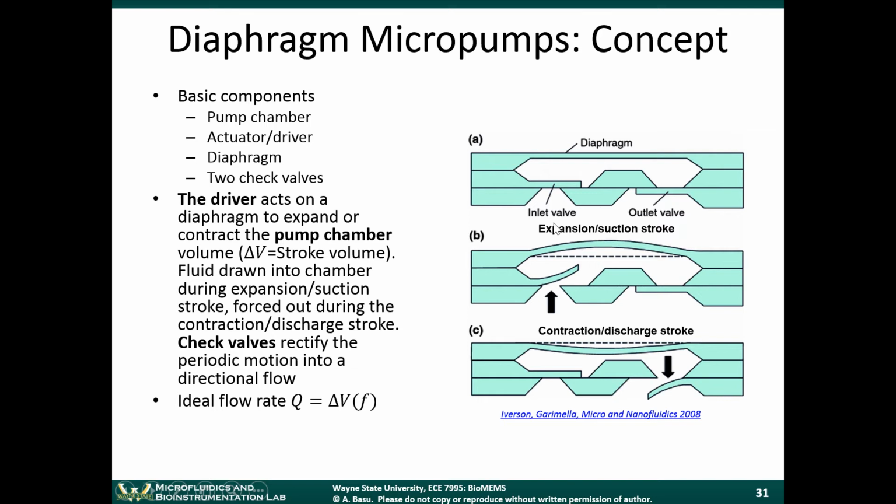This is the inlet valve. It opens up during the expansion stroke. The outlet valve is closed at that point, and during the contraction, the inlet valve closes and the outlet valve opens. And for a diaphragm pump, the flow rate is basically just the delta V in the chamber, the change in volume as the diaphragm expands or contracts, as the diaphragm moves. It changes the chamber volume, that's the delta V, and then f is the frequency. Okay. Certain technologies like electrostatics will give you very fast frequencies but not much displacement. And other technologies will give you more displacements but not as high frequency.